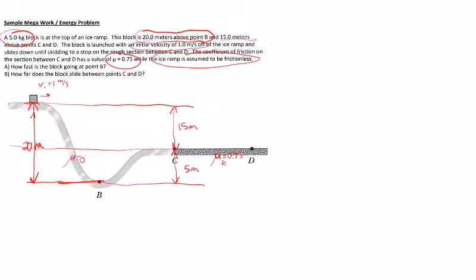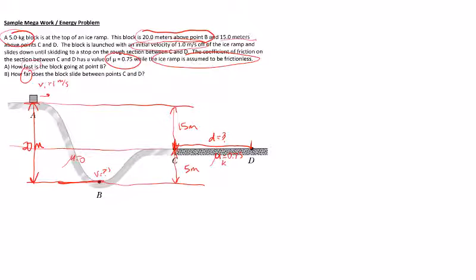So we're going to find out two things. We're going to try to figure out how fast it's going down here. So we're going to find its velocity. And we're going to figure out how far it slides between C and D. In other words, how far is it from C over to D. And that's our idea. So this is a great one to kind of apply the MegaWork energy.